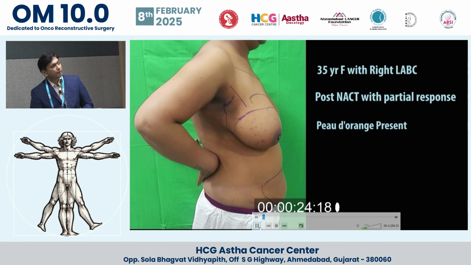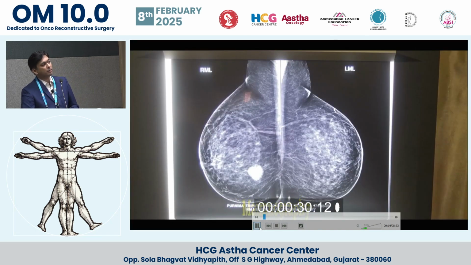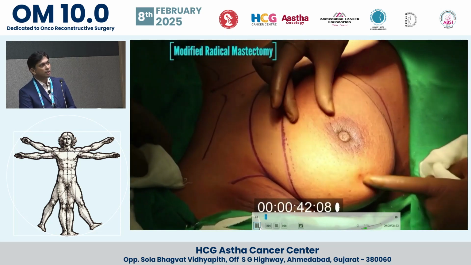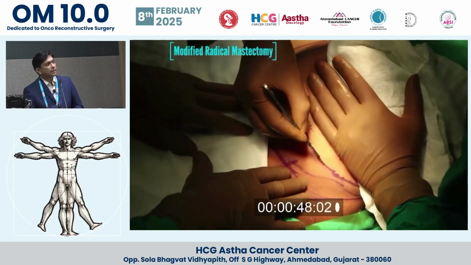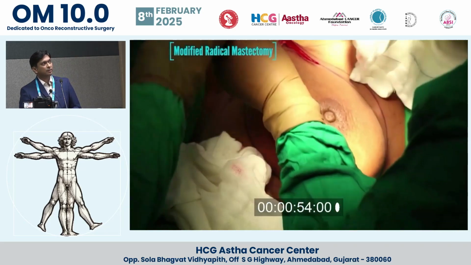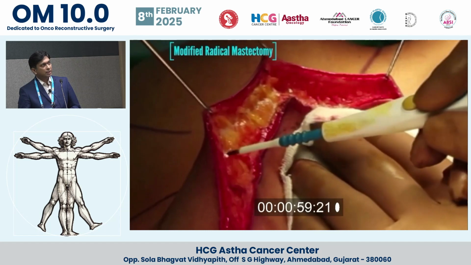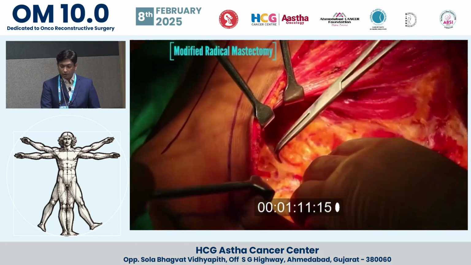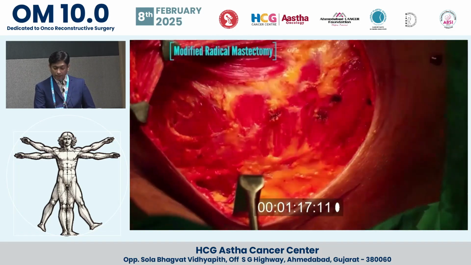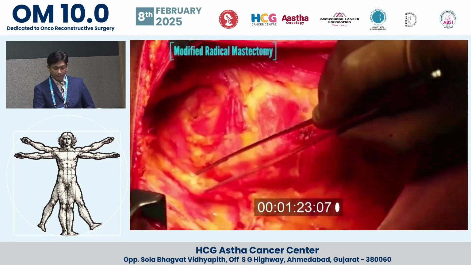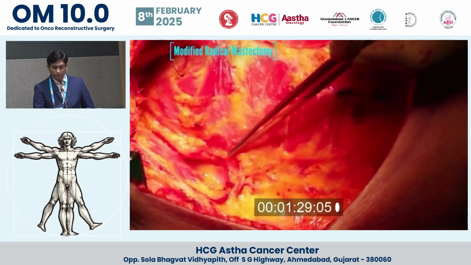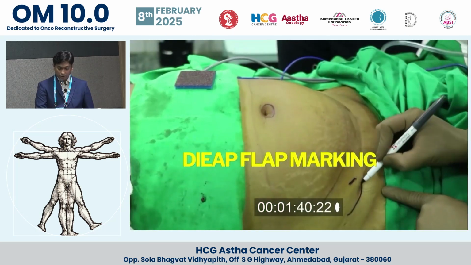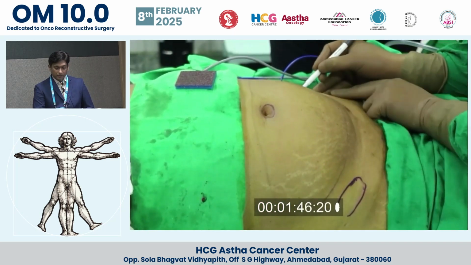This is a 35-year-old female. This is the preoperative mammography imaging, and CT angiography has been done. Periumbilical perforators are located, not just for the location but also their course through the rectus muscle. This is the modified radical mastectomy being performed. We just have to observe the defect. The skin flap is very thin, so we need to watch that the edges do not get necrosed at the end. We also see the recipient vessels: the thoracodorsal on the axillary side and the internal mammary artery as the recipient vessels. Let's start with the flap marking.